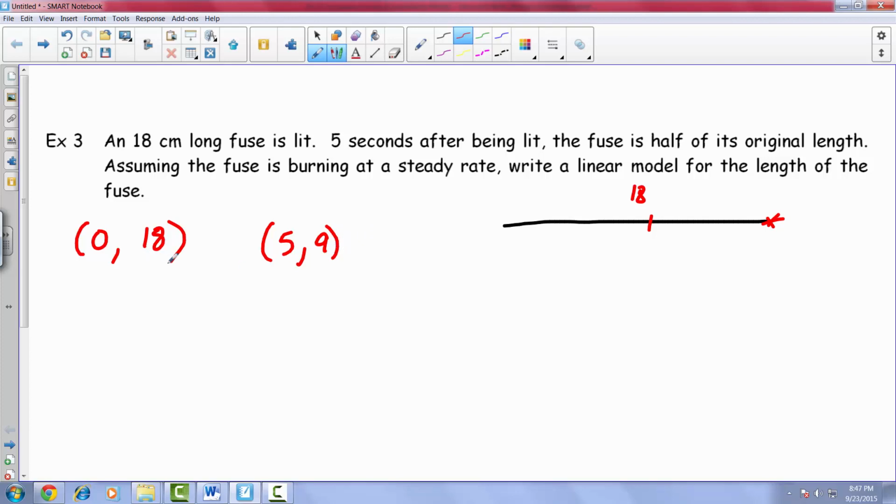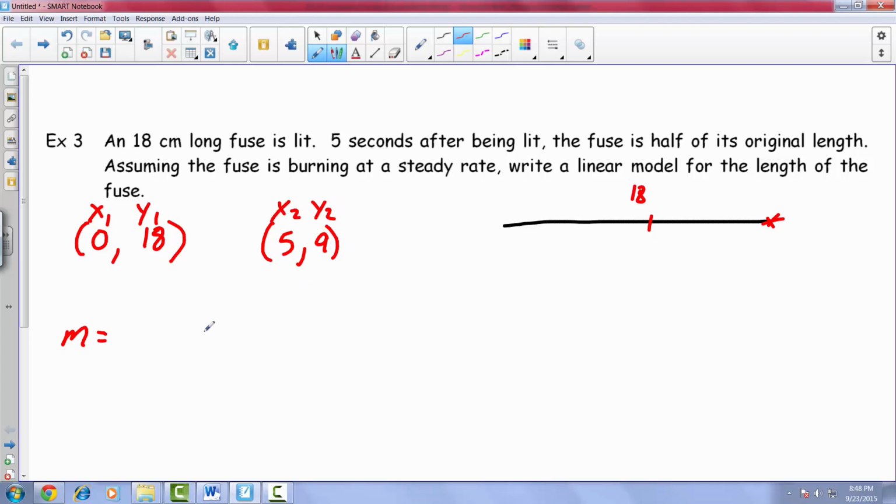And from this, we have 2 points. So then we can go ahead and find the rate at which this fuse is being decreased. In other words, how much is this fuse going down by? Now, if you go ahead and find the slope, we have m is equal to, we'll call this one x1, y1, and this one x2, y2.